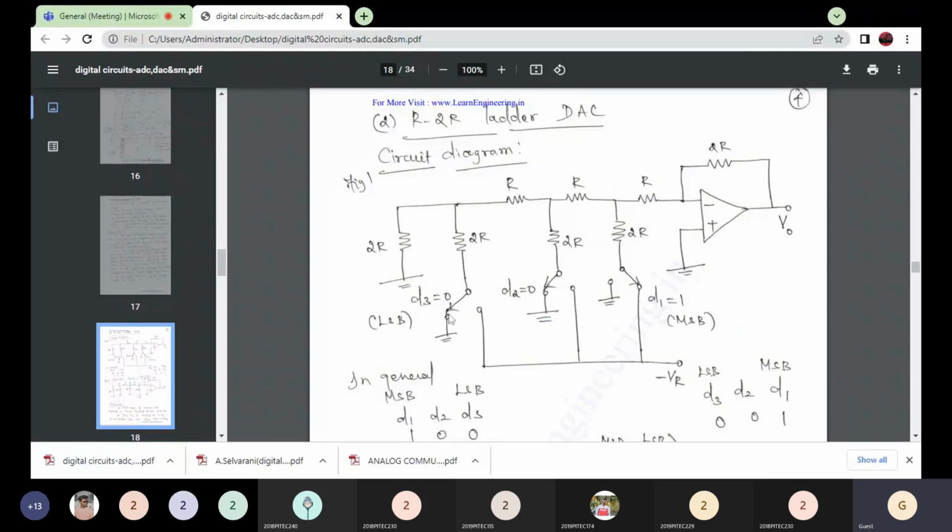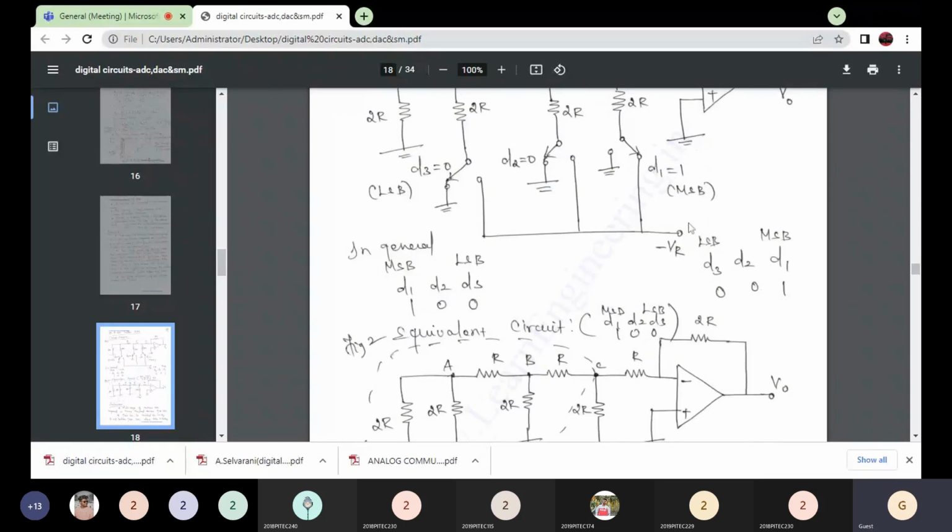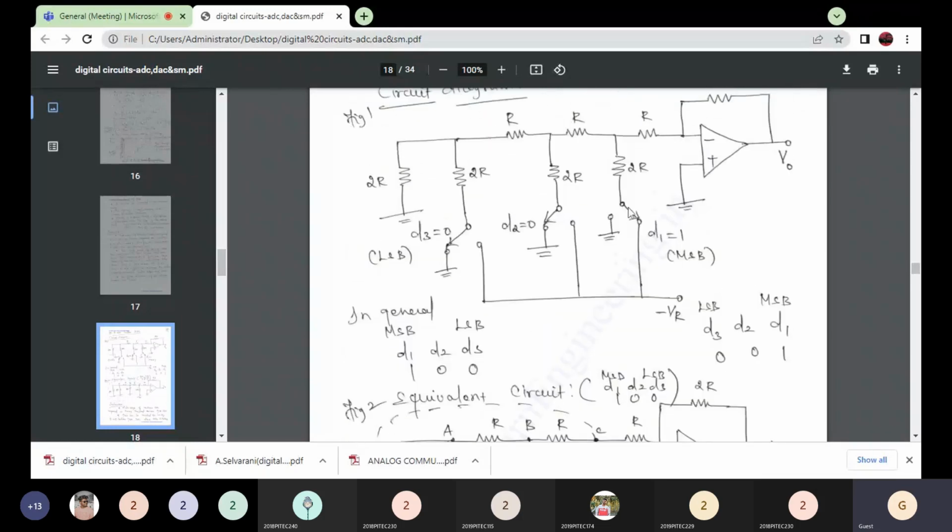Now we give only 3-bit inputs. We consider 100, which is the digital data. What is the analog output voltage? We are going to analyze it. Here the digital input 1 means it is connected to the reference voltage, the right position, so it is connected to the reference voltage minus VR. A 0 means it is connected to ground.